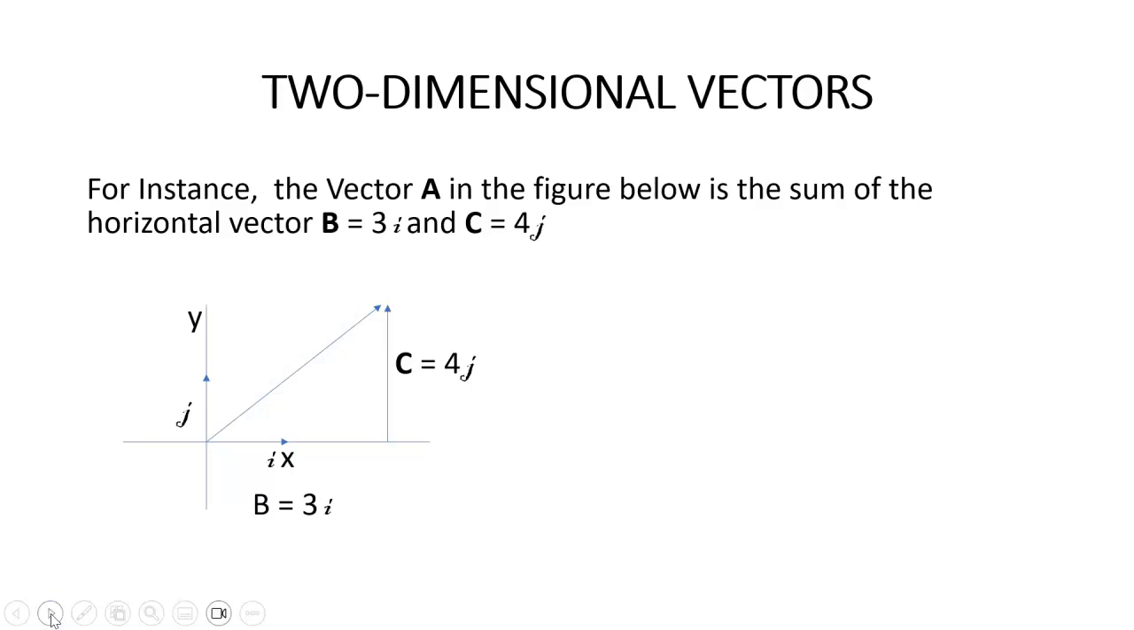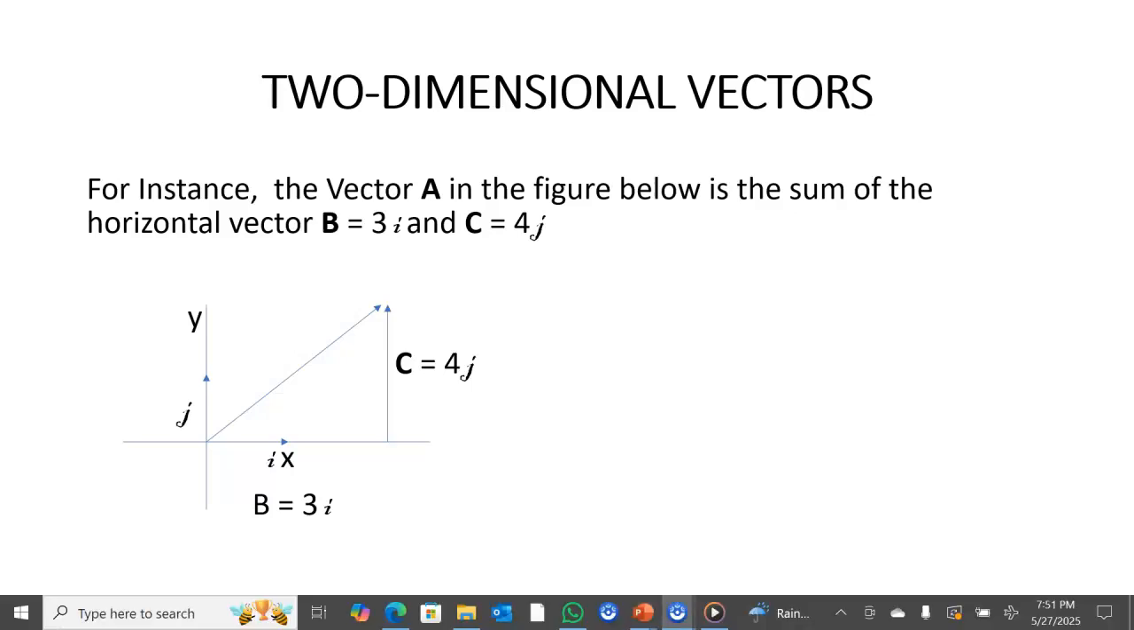And now, like what I mentioned before, when we're talking about two-dimensional vectors, for instance, a vector A, these are the whole vector. This is the A part of the vector. Since the B is on the i-axis, it equals 3i, and the C equals 4j.